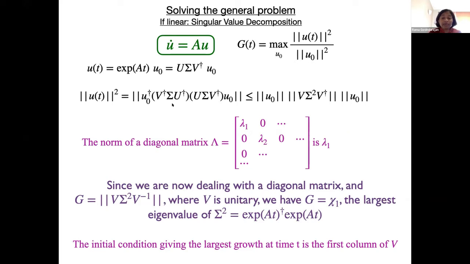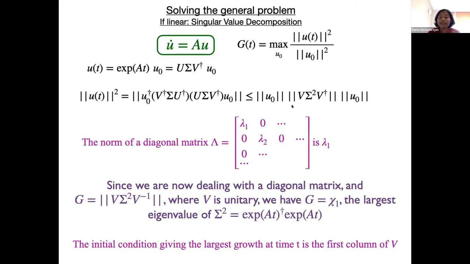So now you can see that because in a unitary matrix the conjugate transpose is the inverse, U inverse and U get cancelled, and I get this reduced thing. In the reduced thing, if I have the norm of this big thing, I can write it's less than or equal to the norm of this times the norm of this times the norm of this. And now the norm of this and this get cancelled with that. So I'm left with the gain, which is basically the norm of this matrix.